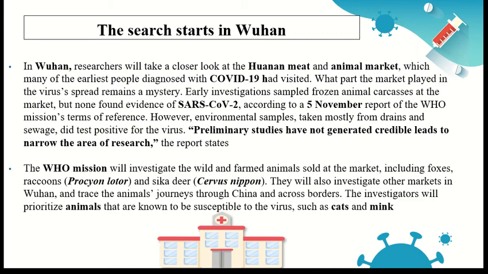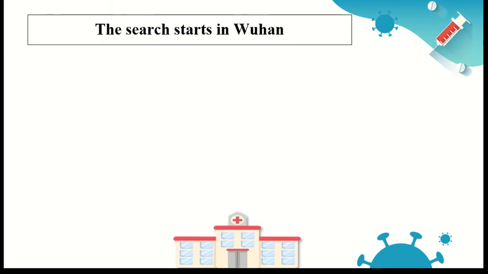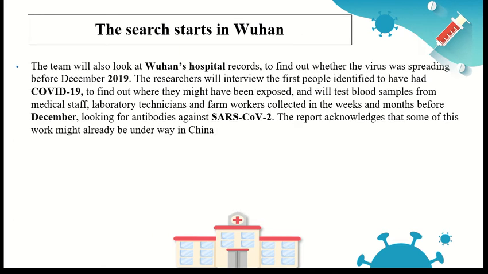The report states that the World Health Organization mission will investigate the wild and farmed animals sold at the market, including foxes, raccoons, and sika deer. They will also investigate other markets in Wuhan and trace the animals' journey through China and across borders. The investigation will prioritize animals that are known to be susceptible to the virus, such as cats and mink. The team will also look at Wuhan's hospital records to find out whether the virus was spreading before December 2019.